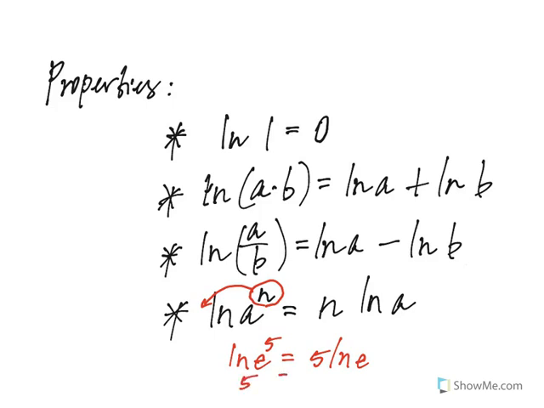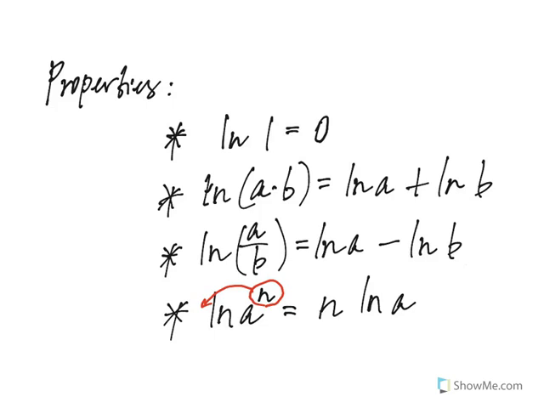Because you know this side is 5 and this side is 5 times 1, because that's e to the first. So again, the right does match the left. All right. So these four properties are going to be used extensively in this section.